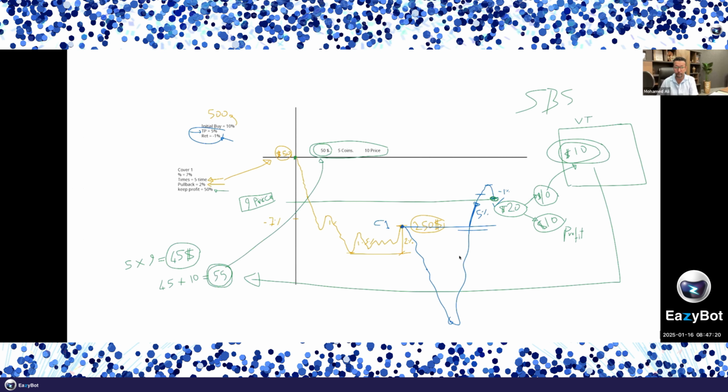So is it more than the take profit or less? 55 minus 50 means it's 5. Sorry, this is 5 USDT. 5 divided by 50 is 10%. So 10% is obviously more than the 5% take profit. Then at this point, close, sell this position and empty the virtual tank. This position is closed. I don't have the initial buy anymore.